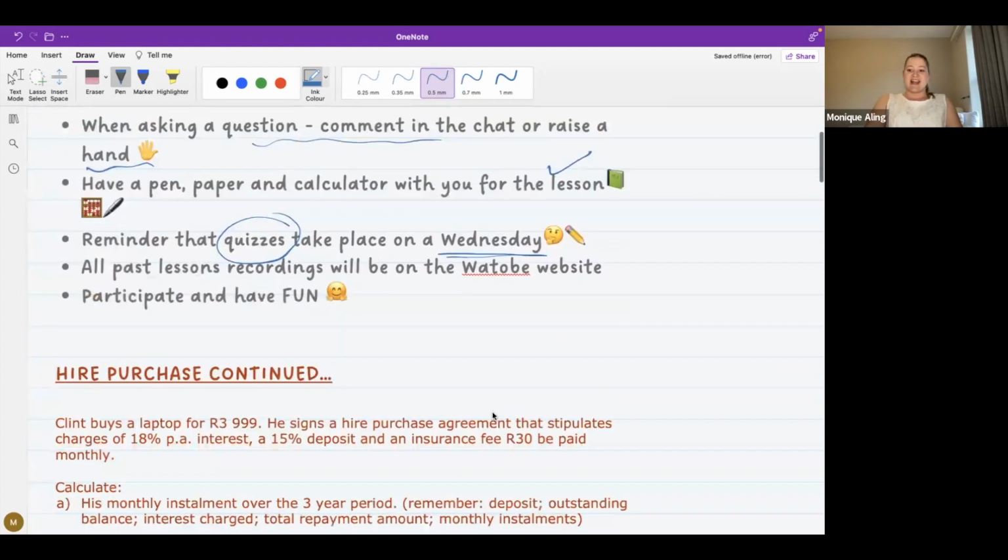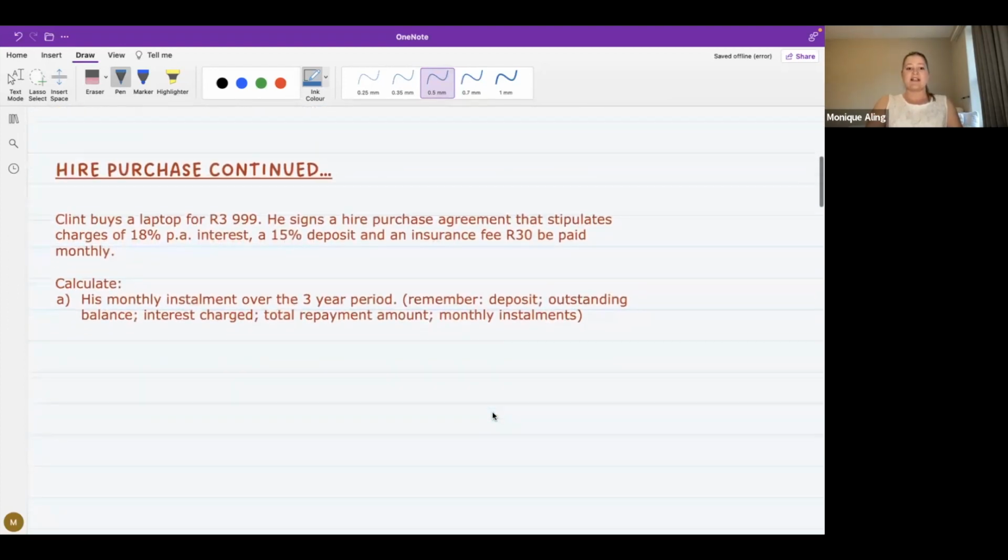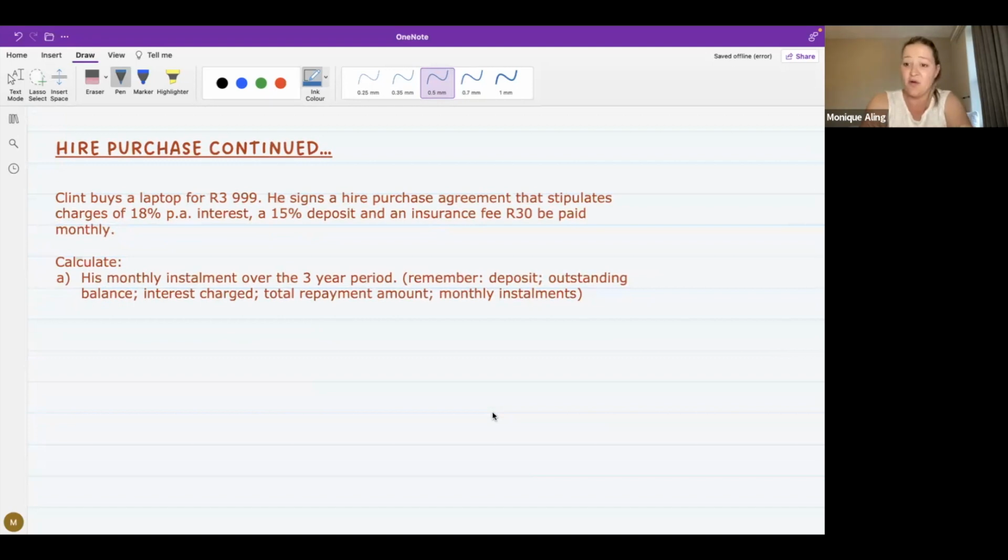So let's get started with today's lesson. We are going to continue with the question we ended off with on Monday. So remember, we were doing hire purchase. Hire purchase is an agreement made between the business owner and a customer when a customer cannot pay the full price of something in cash. So they generally put a deposit down, so they pay a little bit up front, and then they pay the rest off over a couple of months. It all depends on what the agreement states.